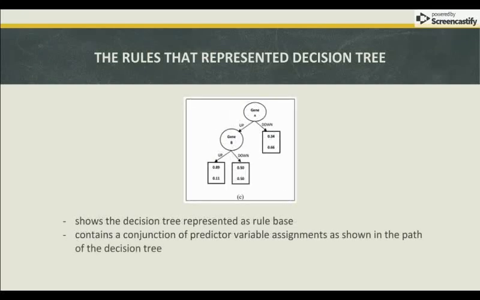And lastly is the decision tree represented as rule-based. It contains a conjunction of predictor variable assignments as shown in the path of the decision tree.